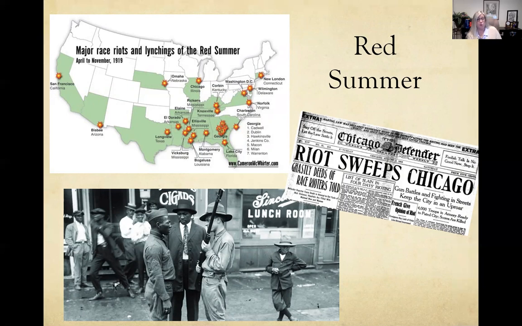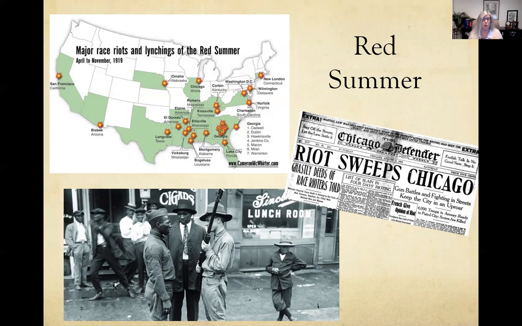Red Summer is where we also see race riots beginning to break out. We talked about the Great Migration, where there were large numbers of African Americans moving to urban areas in the North during World War I. We began to see that when the war was over and white soldiers began to come back, they wanted their jobs back, there's competition for work, and race riots begin to break out across the United States. And we call that Red Summer. That was in 1919.